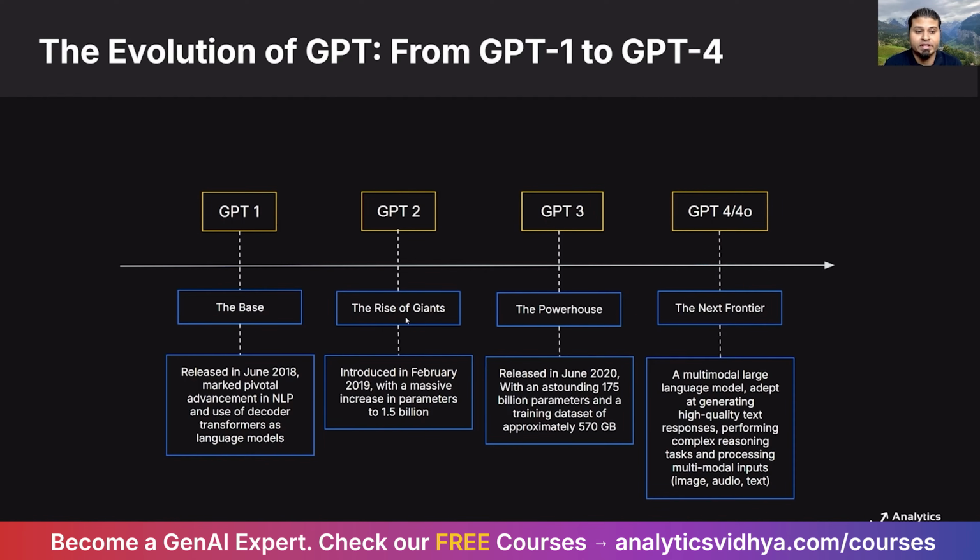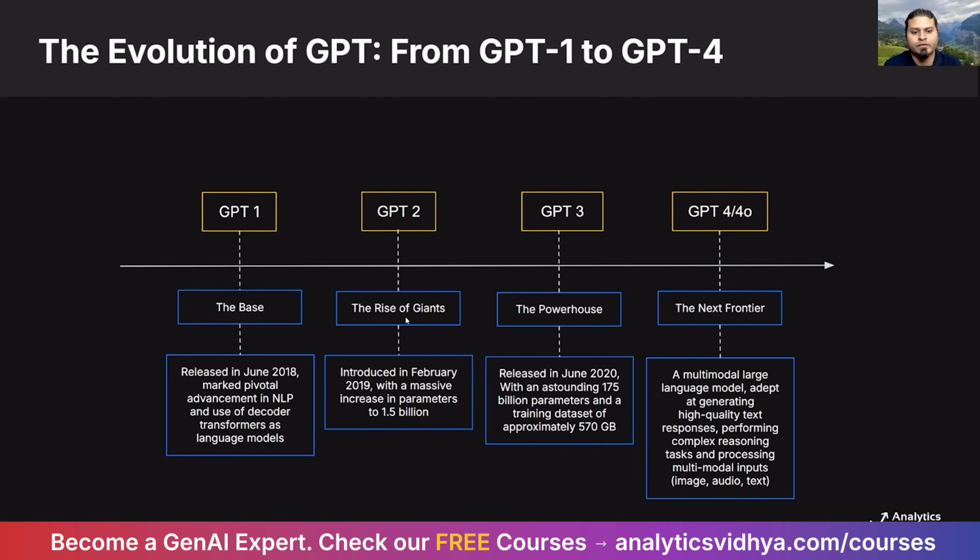And then we got GPT-3, which was known as the powerhouse, released in around June 2020 with an astounding 175 billion parameters. It was trained on a dataset of approximately 570 gigabytes. And we got a variant of this, GPT-3.5, on top of which the first ChatGPT version was released, which we now consume as a product.